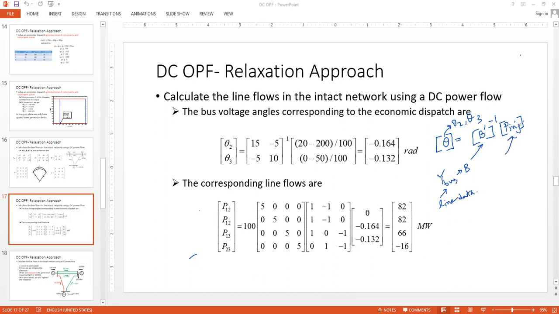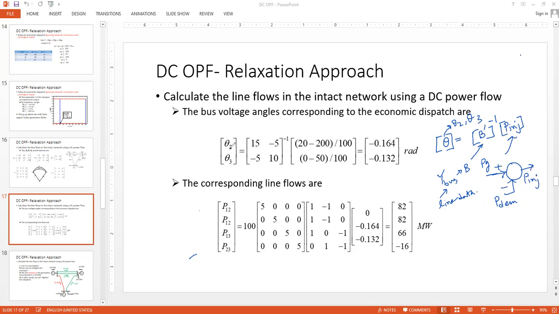P injection, how are we going to get it? P injection means you just draw a summing junction, plus and minus, and this is your P injection for a certain bus. This is your P generation for that bus. This is your P demand for that same bus. So PG minus P demand will give you P injection.